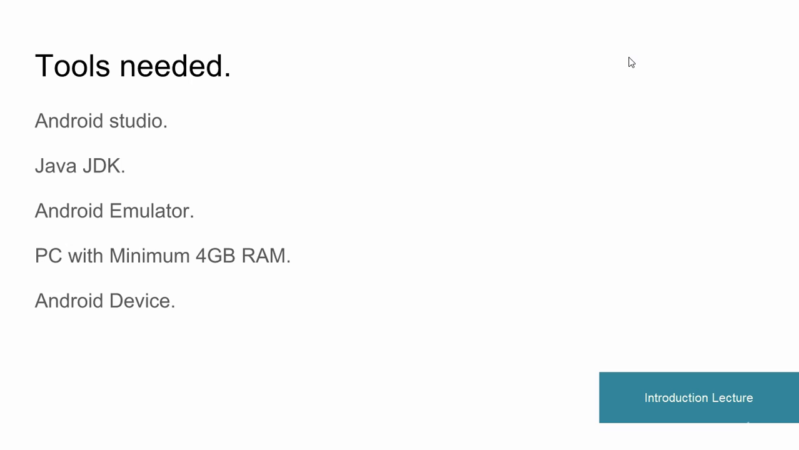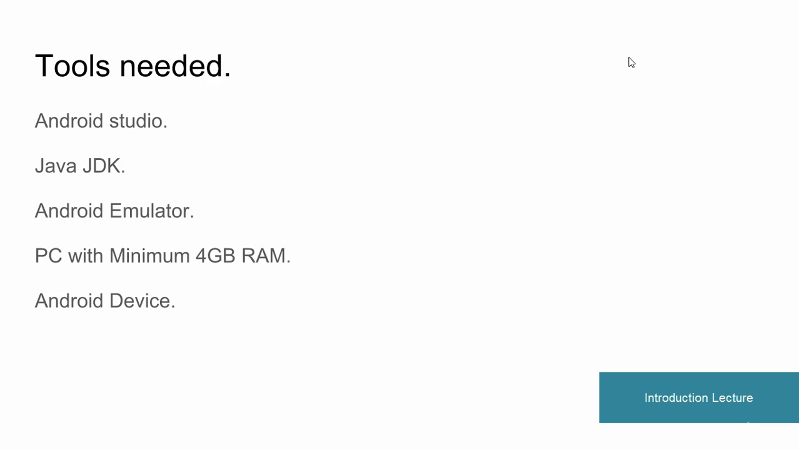Tools needed. These are some of the basic tools which we are going to need for this course. The first tool which you need is going to be Android Studio, and Android Studio is an integrated development environment for producing Android applications. Android Studio makes it easy for us to write the code, compile it and run it on the emulator. So for development purposes we'll be using Android Studio.